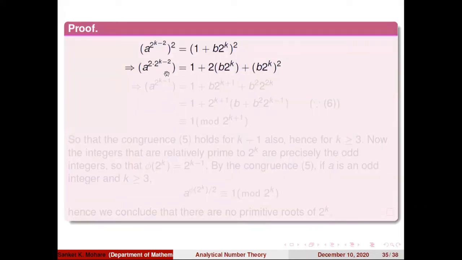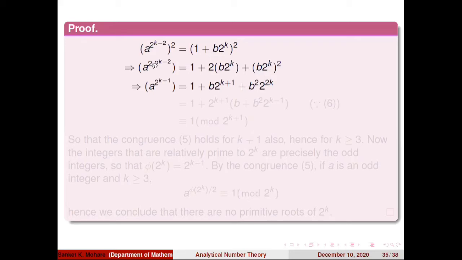So here, the square of this term is a square into 2 to the power k minus 2, which, expanding (a plus b) whole square, equals 1 plus 2 times b into 2 to the power k, plus (b into 2 to the power k) squared. Okay, this is a simple calculation.